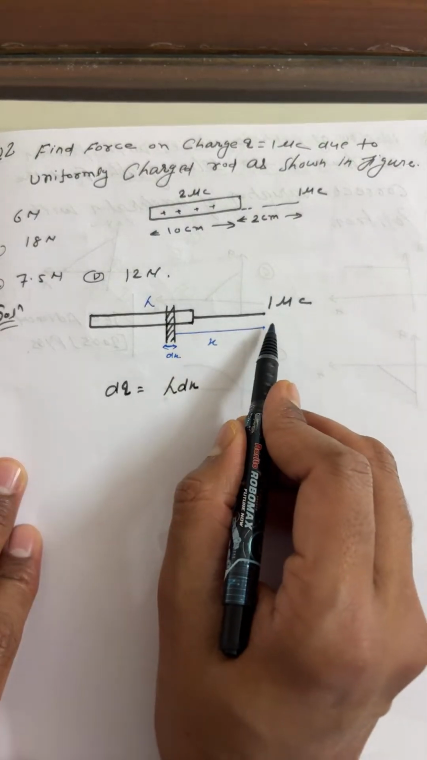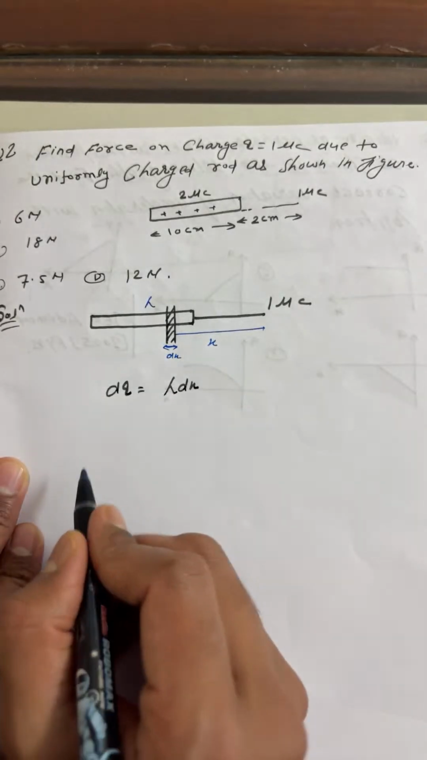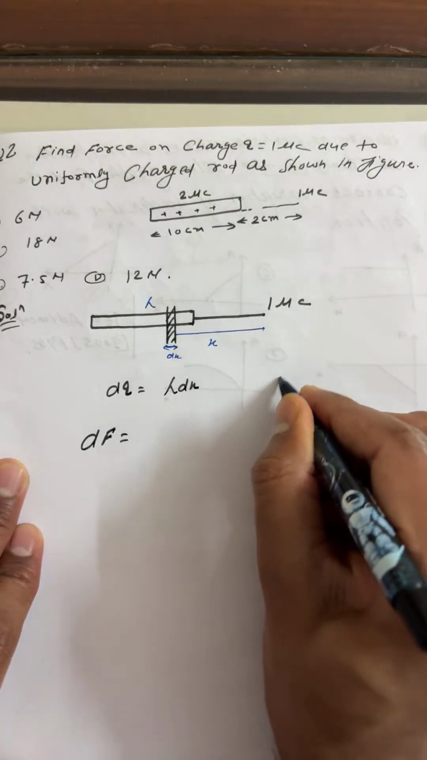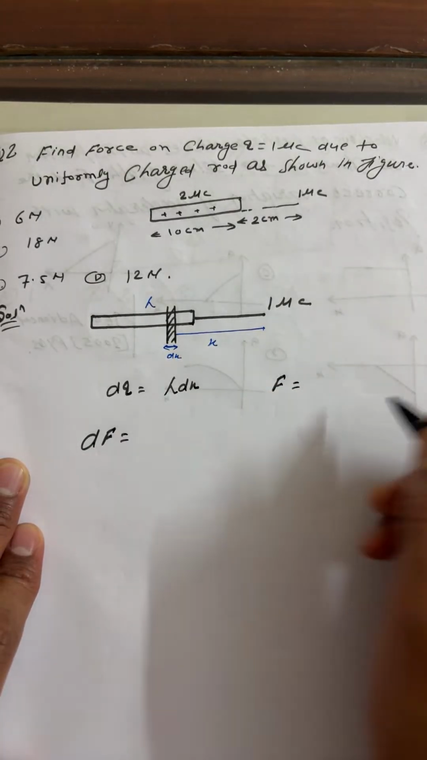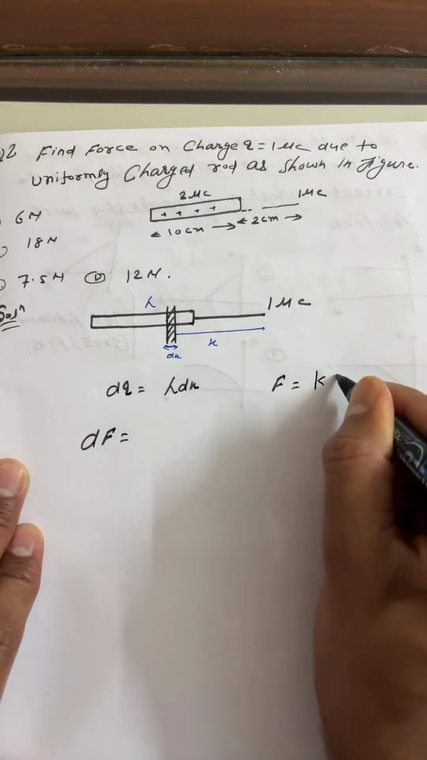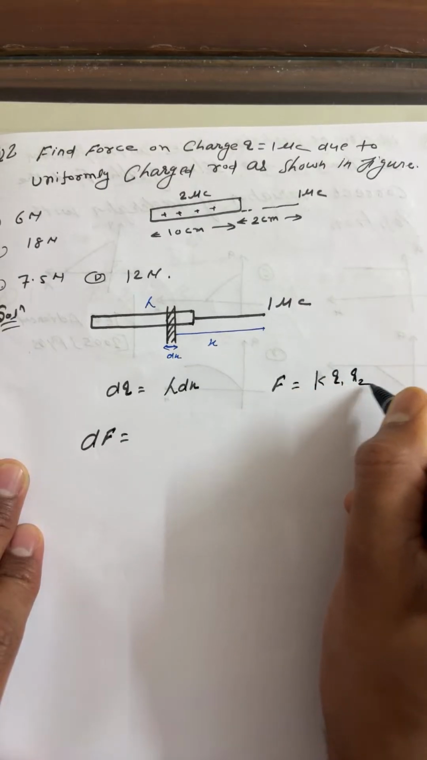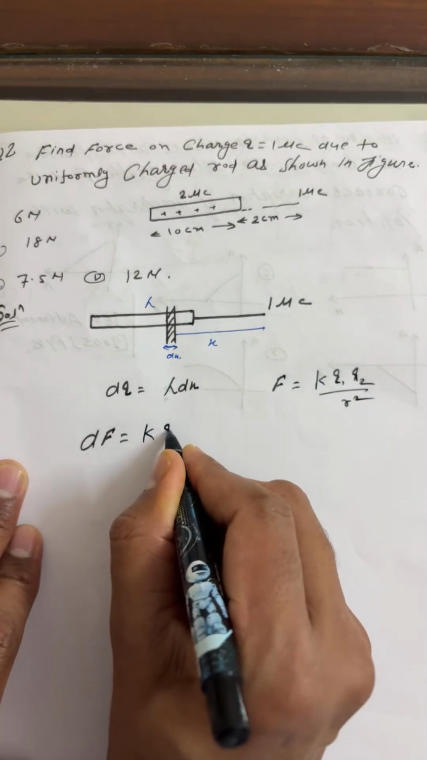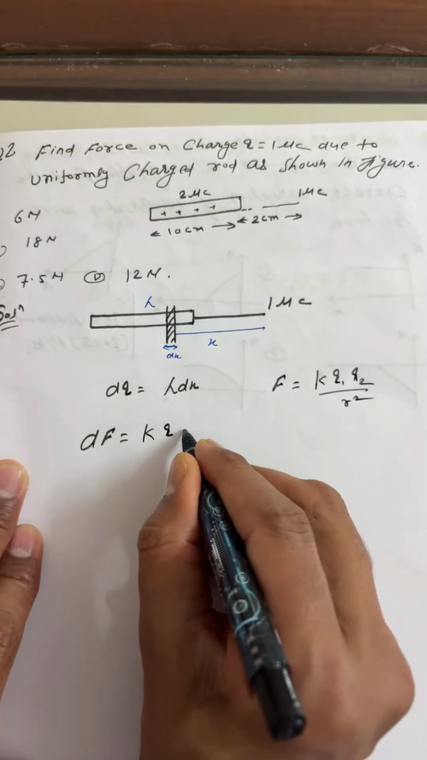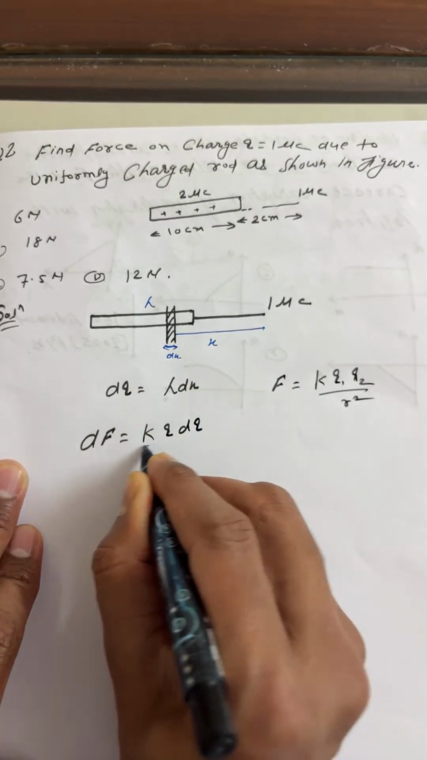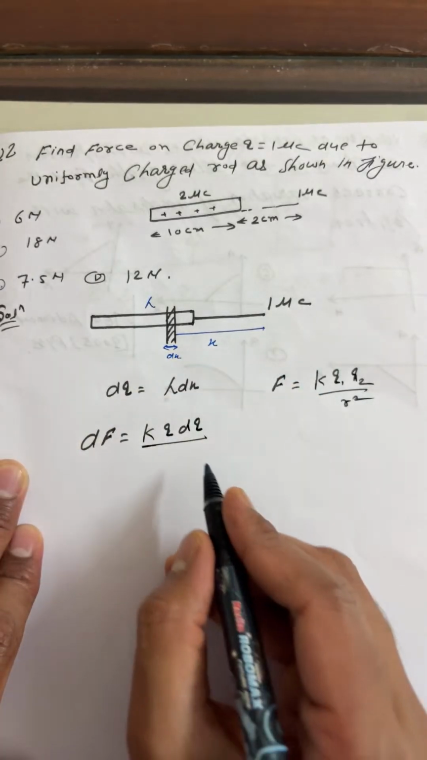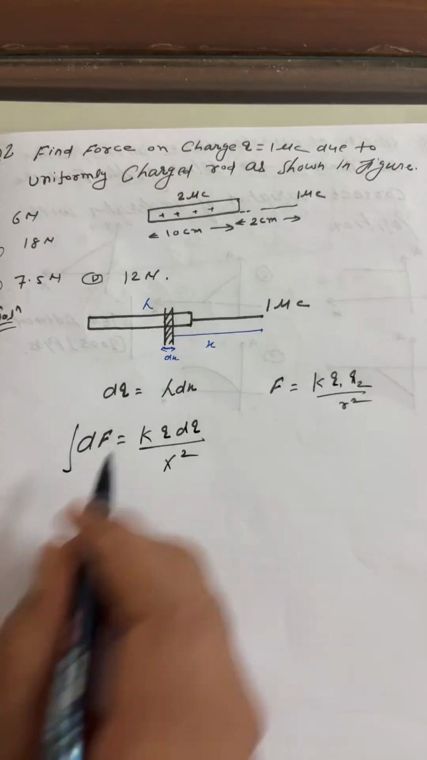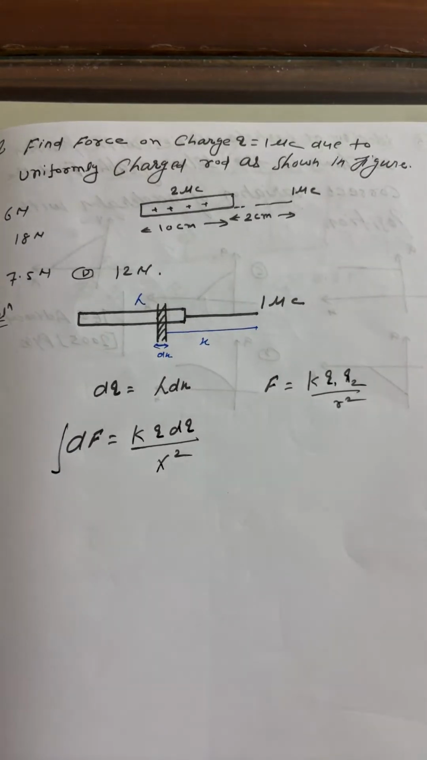They wish to find the force on the 1 microcoulomb charge due to the rod. So you need to write the force expression. Here I'm going to use the formula for a point charge according to Coulomb's law: K Q1 Q2 by R square. So this is K, this is Q which remains fixed, and this is dq. What's the charge separation? x. So you can write x square. Now, just integrate both sides. In the last step, I'll fit in the entire values.